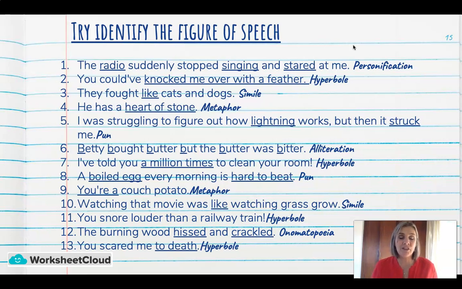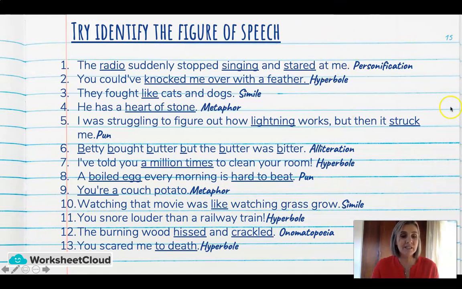Number 12, the burning wood hissed and crackled. There's your sound device, onomatopoeia. Hiss, crack. You can actually hear that in the words. Number 13, our last one, you scared me to death. So if somebody gave you a fright, you didn't really die, but you exaggerated that you got such a fright it felt like you were going to die.